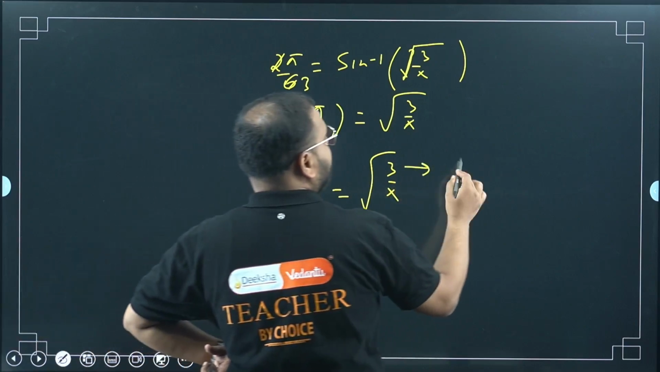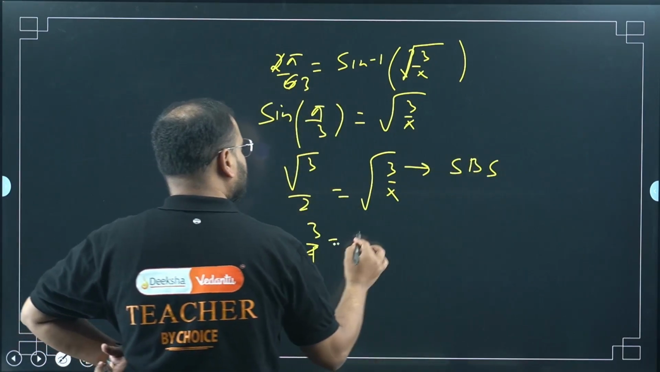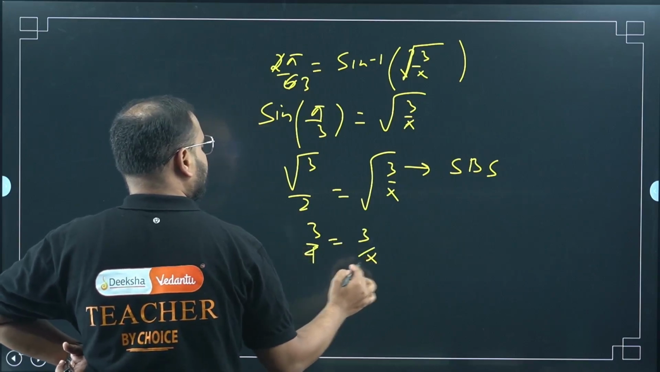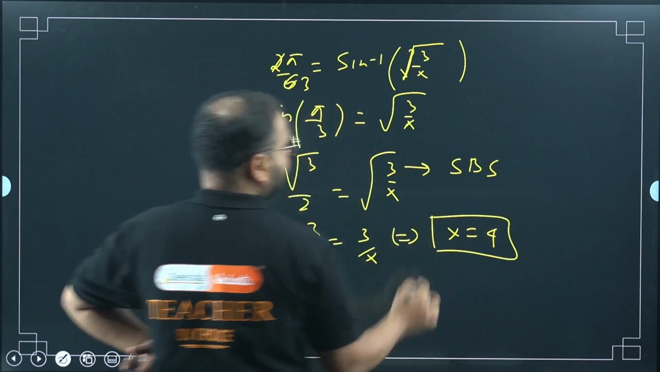Yes, sir. Squaring both sides, what do I get? I get 3 by 4 equals 3 by x. Correct? What is the x value then? The x value is simply 4.